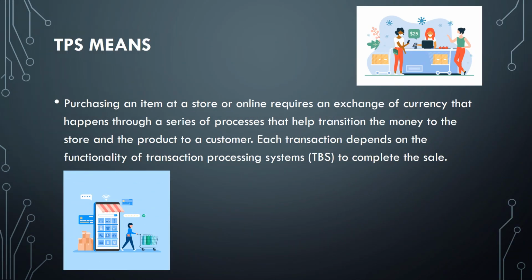Hello, today we're gonna talk about the TPS. At first, we should clarify that purchasing an item at a store or online requires an exchange of currency that happens through a series of processes that help transition the money to the store and the product to a customer. Each transaction depends on the functionality of a transaction processing system to complete the sale. In this article, we will discuss how a transaction processing system works and explore its types, components, and benefits of using one.